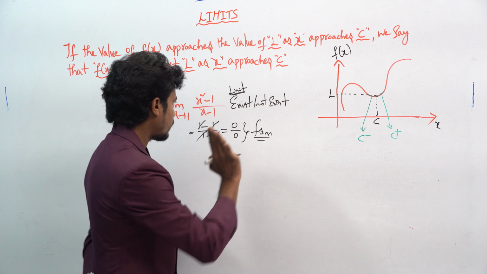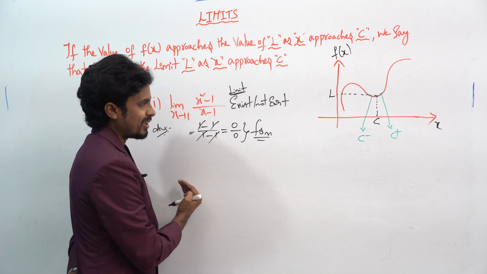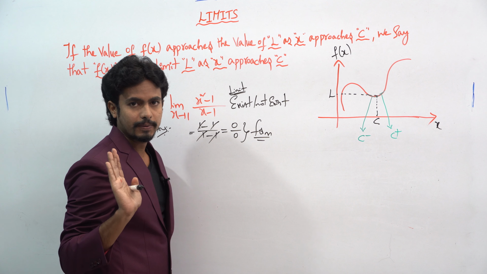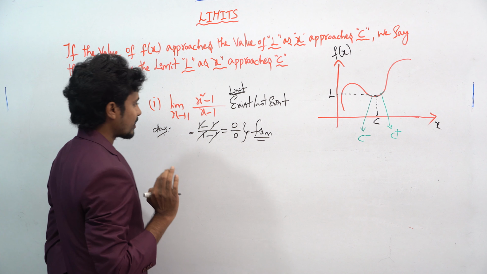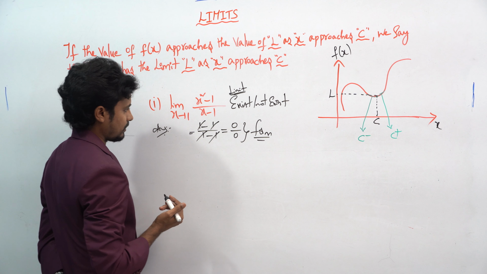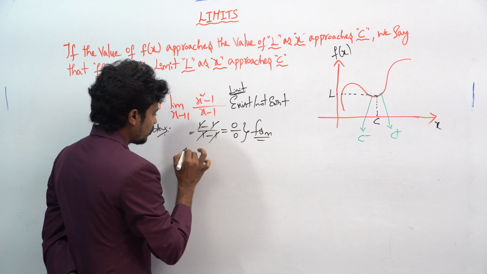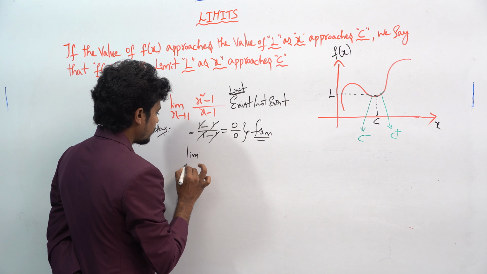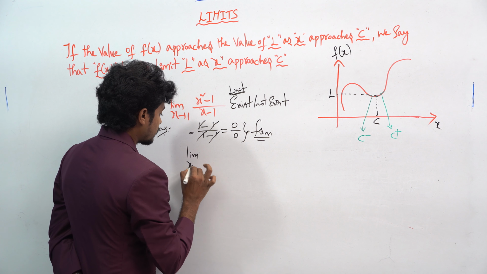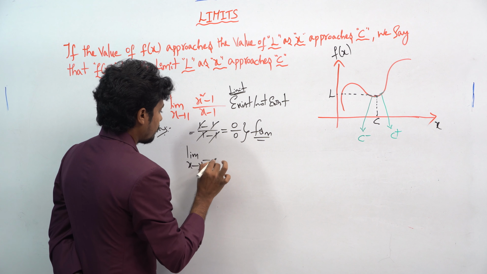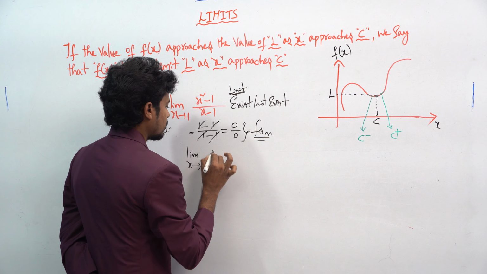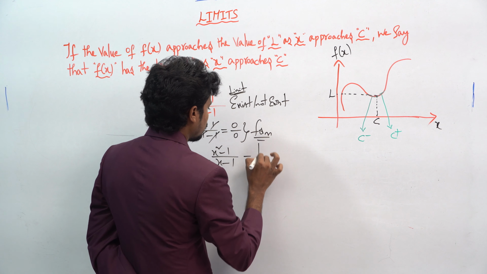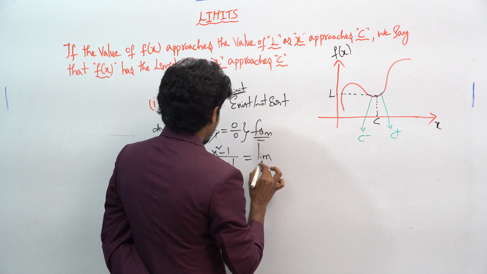Up to now, you have to just apply the left hand limit and the right hand limit, to check whether the limit exists or not. Okay, that's our criteria. Next, first step, you have to check for the left hand limit, so that will be the limit x tends to 1 minus of x square minus 1 divided by x minus 1.